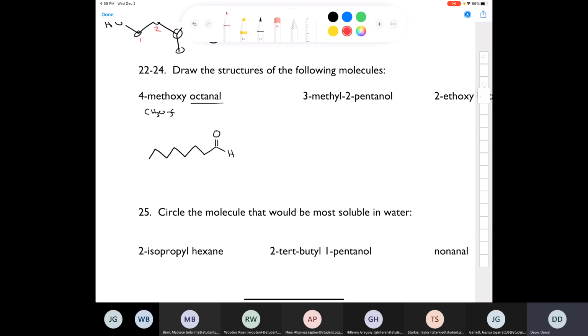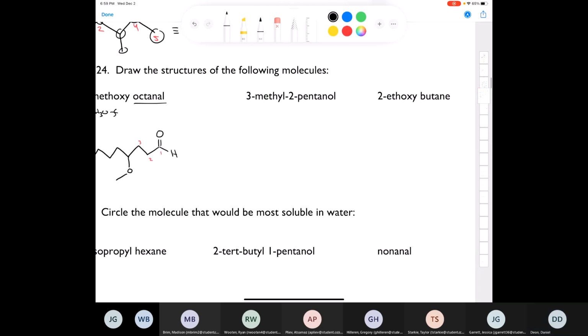So if we count 1, 2, 3, here's the 4th carbon. We're going to put our methoxy group on there. You can write OCH3 if you want. You just want to draw it as a bond line structure and put O and draw the methyl like that. Perfectly reasonable. Perfectly correct.